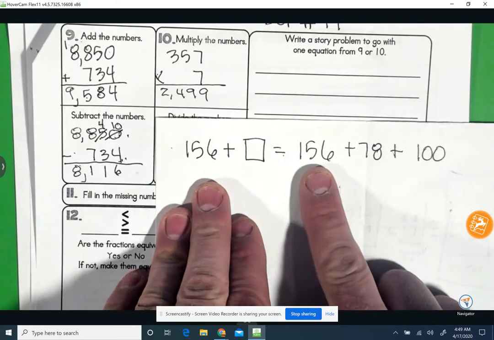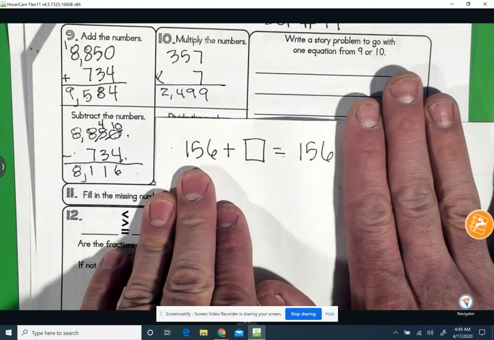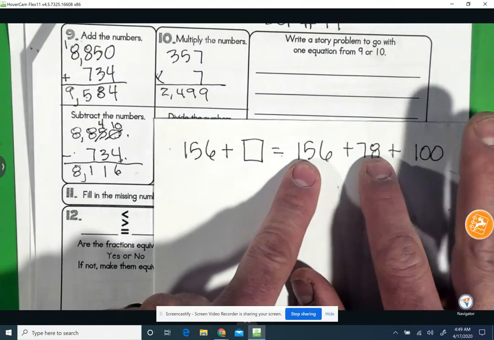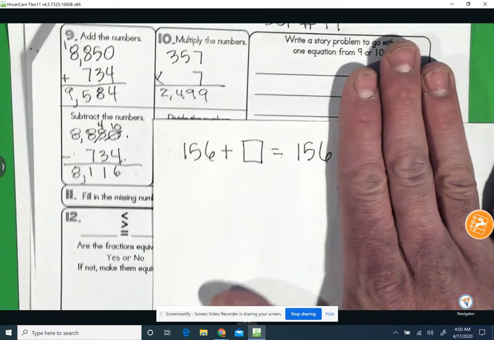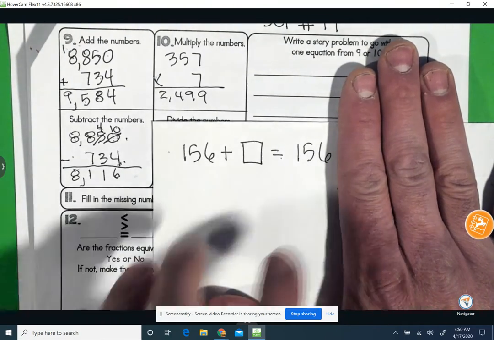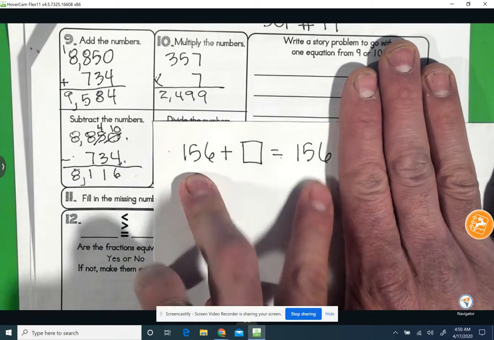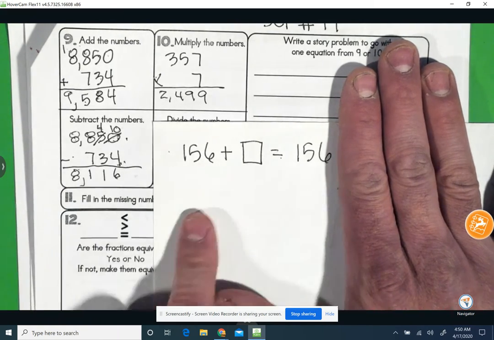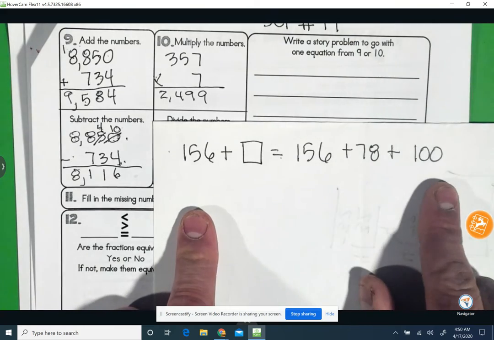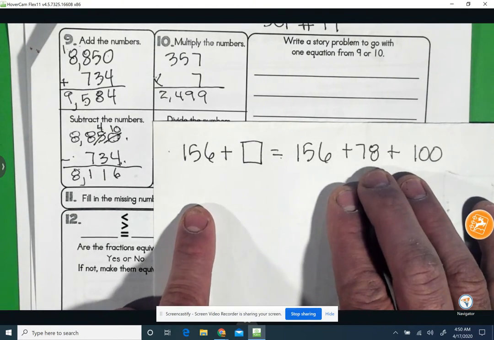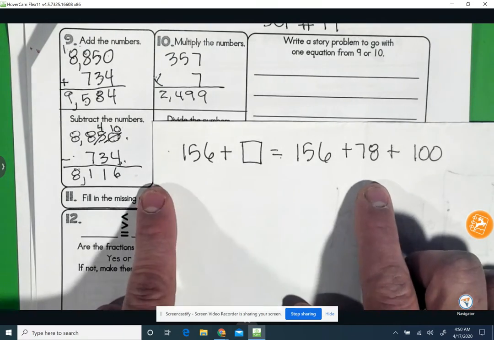We both have 156 and 156. If you were to cover those up, these sides, if you were to cover up the 78 and 100, you would notice that both sides of the equal sign are equal, 156 and 156. Now, because of this 78 and 100, it makes the right-hand side of this equal sign heavier than the left-hand side.